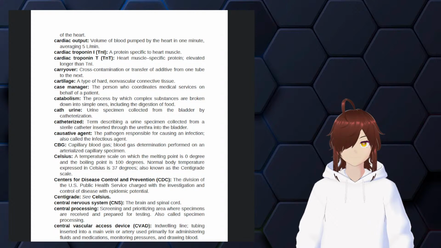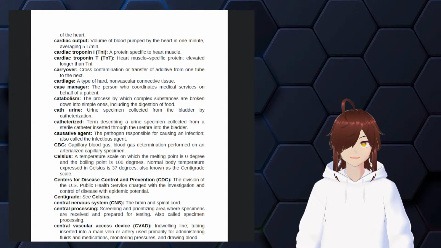Catabolism: the process by which complex substances are broken down into simple ones to release energy, as in digested food. Catheter specimen: urine specimen collected from the bladder by catheterization. Catheterized: a term describing a urine specimen collected from a sterile catheter inserted through the urethra into the bladder. Causative agent: the pathogen responsible for causing an infection, also called the infectious agent. CBG: capillary blood gas, determination performed on an arterialized capillary specimen.